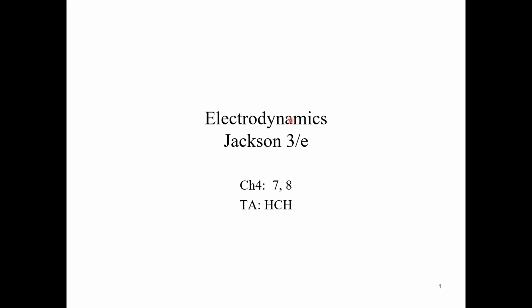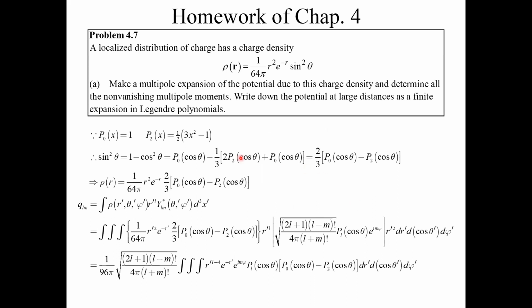Okay, today we are going to chapter 4 and problem 7 and problem 8. So for problem 7, a localized distribution of charge has a charge density like below. In part A, make a multipole expansion of the potential due to this charge density and determine all the non-vanishing multipole moments. Write down the potential at large distance as a finite expansion in Legendre polynomials.